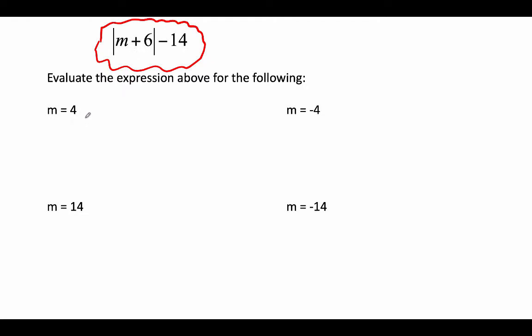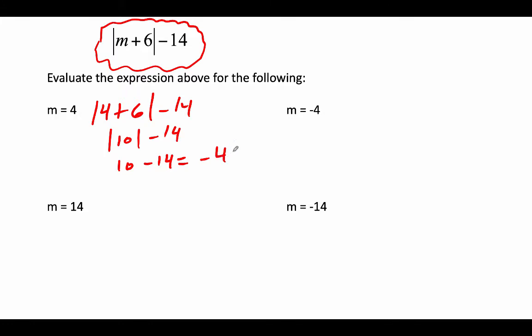So now we're just going to plug in m is 4, so I will have the absolute value of 4 plus 6 minus 14. Treat it as a grouping symbol, simplify it down. And then the absolute value of 10 is 10 units from 0 minus 14. And my answer is -4. So when I plug a +4 in there, this is what I get.